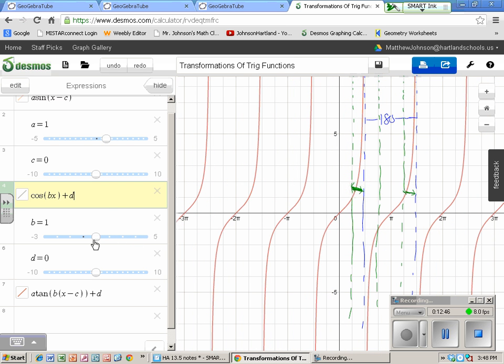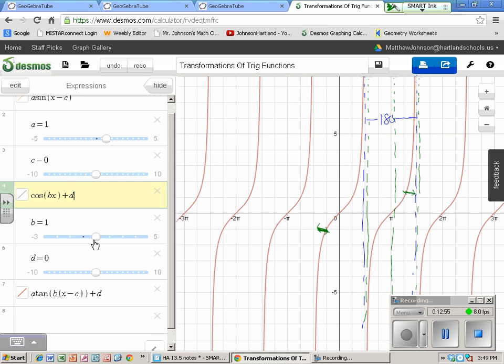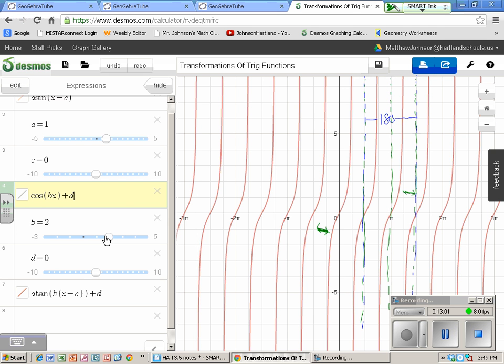But let's go back to the basic one. Let me clear these green ones out. Actually, let me just slide them in. Let me move that back to b equals 2. You can see how this graph is repeating itself, the distance from here to here and here to here. There's 2 of those in that same 180 degrees. When the period was 180 degrees, now it's repeated itself twice because of that b value. So when we're talking about the tangent function, the period is going to equal pi over b, or 180 degrees over b.